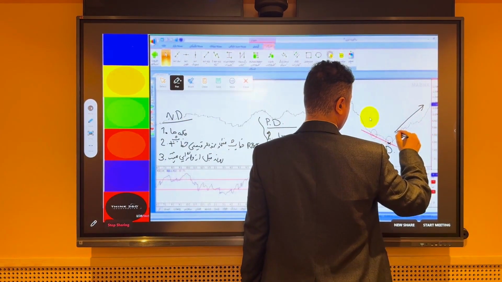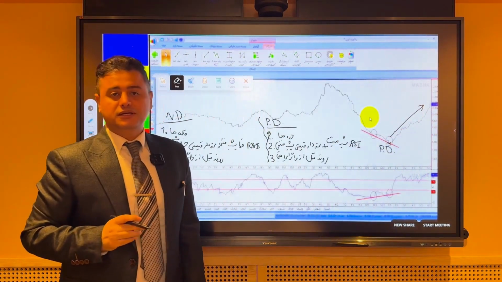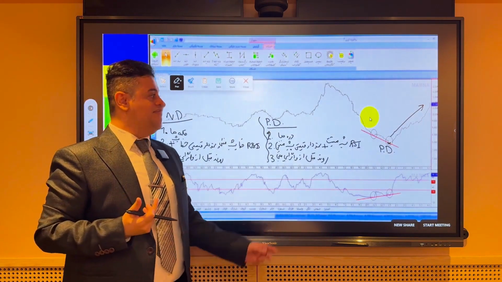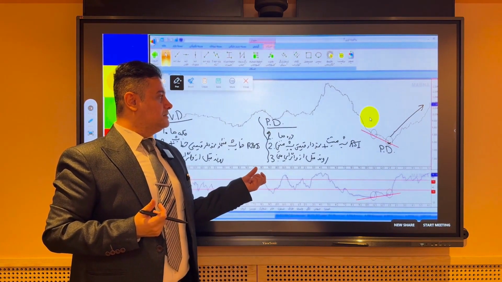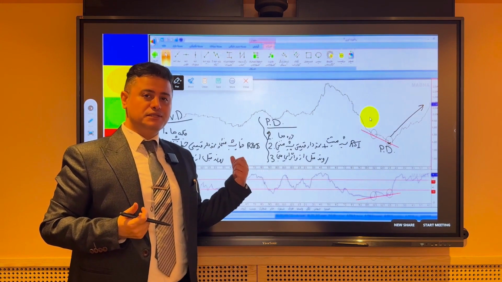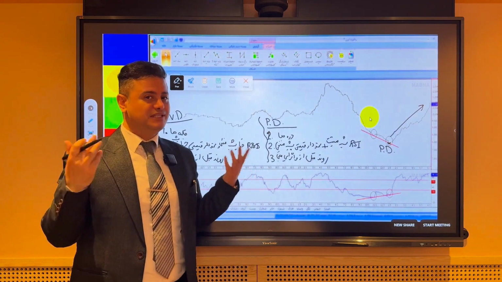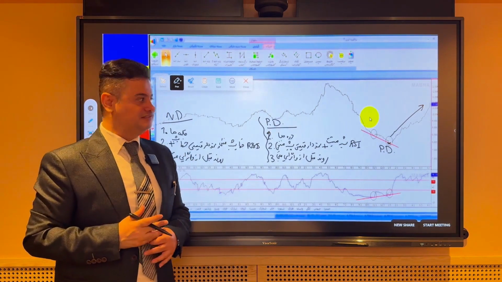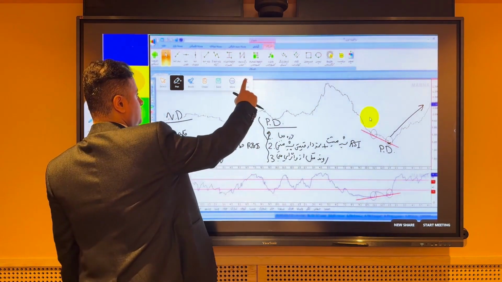The phenomenon of divergences, learn them very well. They are very powerful in your analysis. Another point is that divergences, like price patterns, do not necessarily have to exist, but if they do occur, they show themselves with strength. So let's move on from positive divergence.